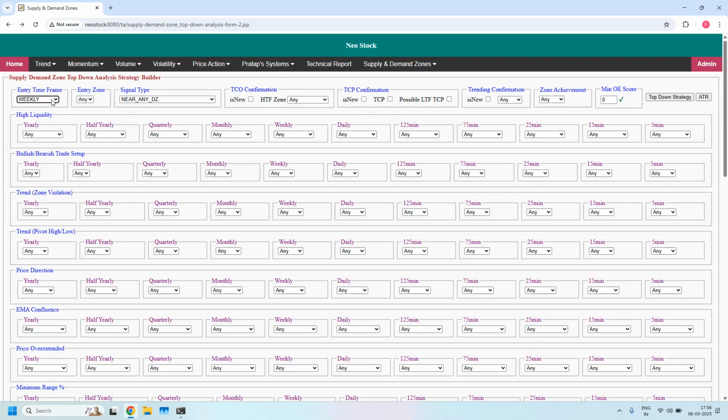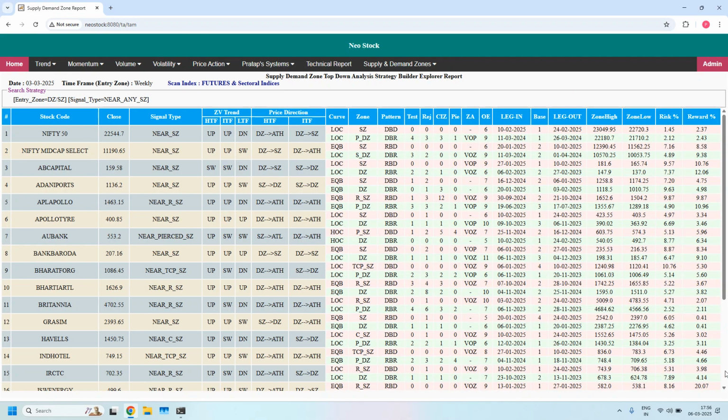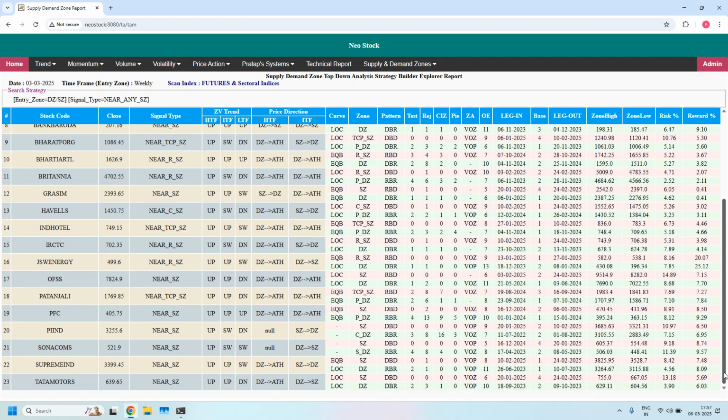Next, weekly time frame, stocks near weekly supply zone. First 15 stocks in the list. Nifty 50 is also near the weekly supply zone. Interesting. Nifty Mid Cap Select is also at weekly supply zone, near to the weekly supply zone. Okay, I'm scrolling the list down. So total 23 stocks are filtered.